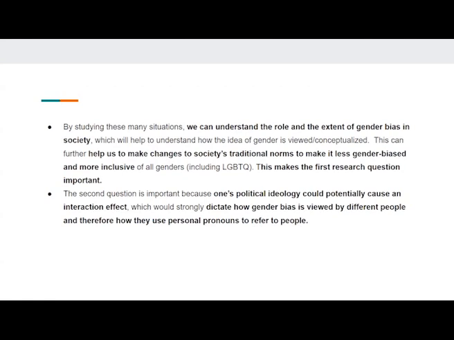The significance of the second research question is that it analyzes any potential interaction effects that can be caused by one's political ideology. We think that a person's political ideology can indeed, to some degree, influence that person's view of gender and therefore affect how they portray gender bias, especially in their usage of personal pronouns to refer to people.